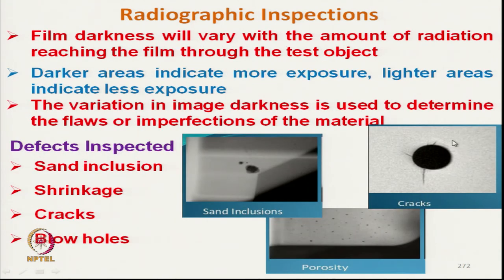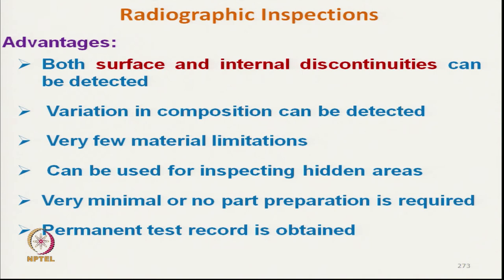These are the defects inspected: a crack, sand particles, or porosity. We can get an idea about internal defects present in the composite through radiographic inspection. The main advantages are that both surface and internal discontinuities can be detected, variation in composition can be detected, and there are very few material limitations. We can use it for different types of material and for inspecting hidden areas, very minimal to no part preparation is required, and a permanent test record can be maintained.